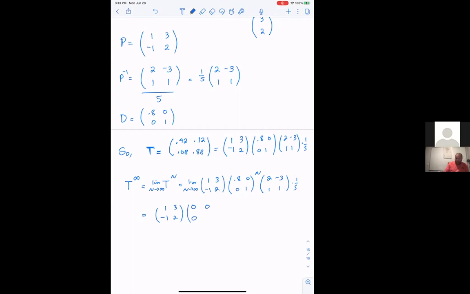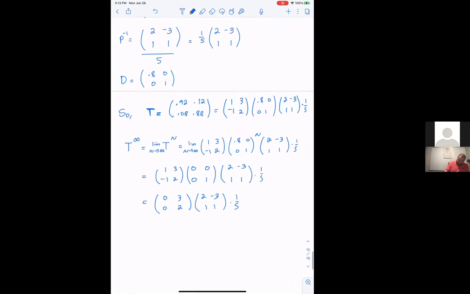And what is 1 to the N? That's just going to remain 1. So I get 2, negative 3, 1, 1 with the constant 1/5. This I can multiply. First one gives me 0, 0, 3, 2. And then I have 2, negative 3, 1, 1 still with the constant of 1/5. And then when I multiply this out, I get 3, 2, 3, 2, still with a constant of 1/5. So I get 3/5, 2/5, 3/5, 2/5.